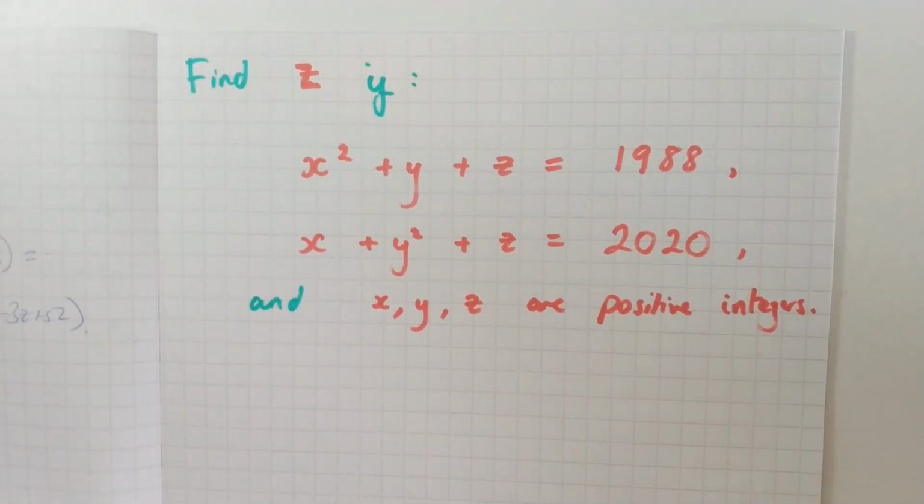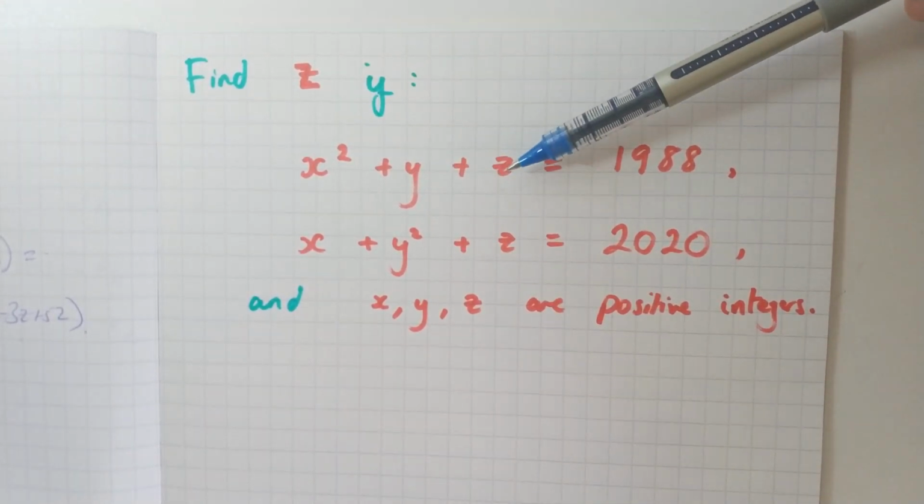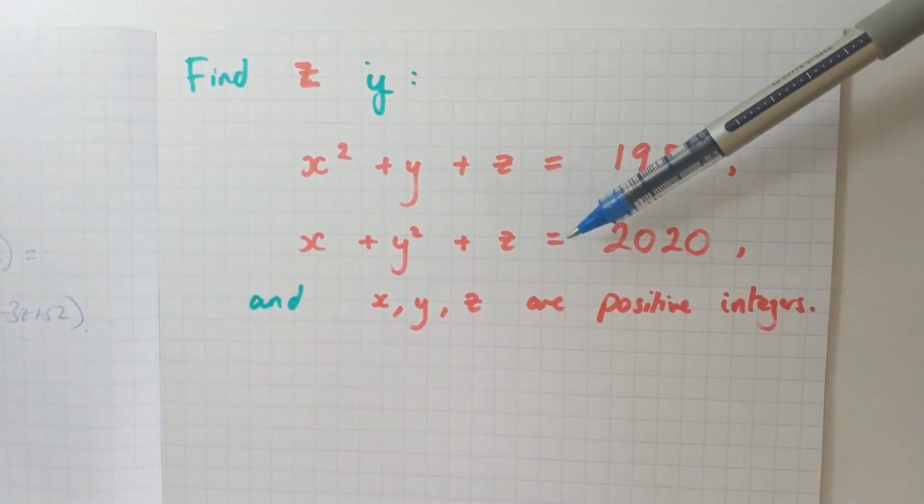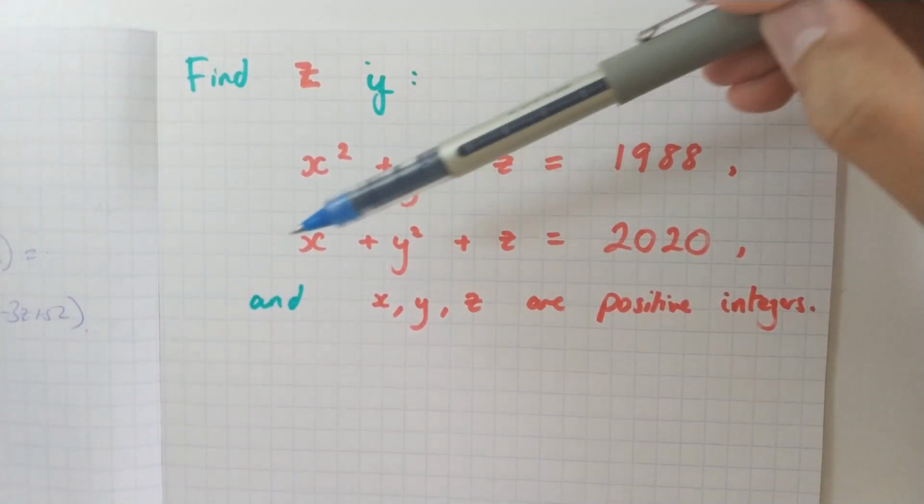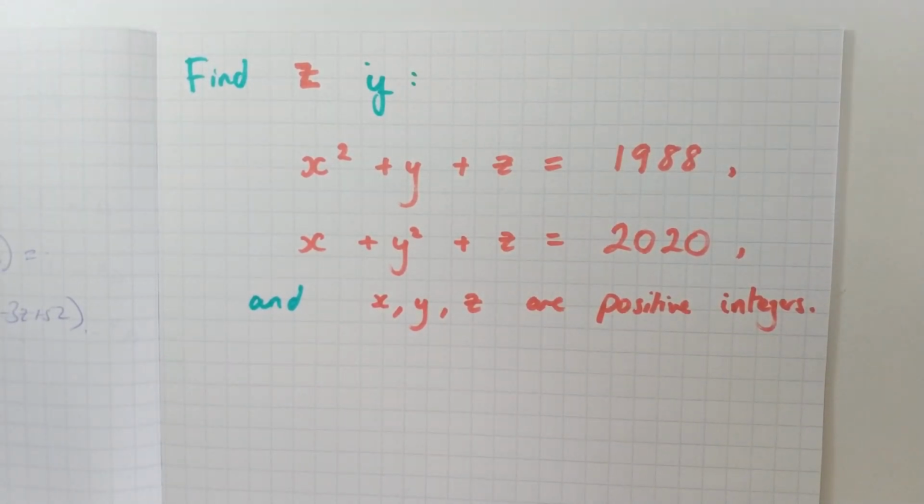Right, hello and welcome. Today's problem says find z if x squared plus y plus z equals 1988, x plus y squared plus z equals 2020, and the other restriction is that x, y and z are positive integers.